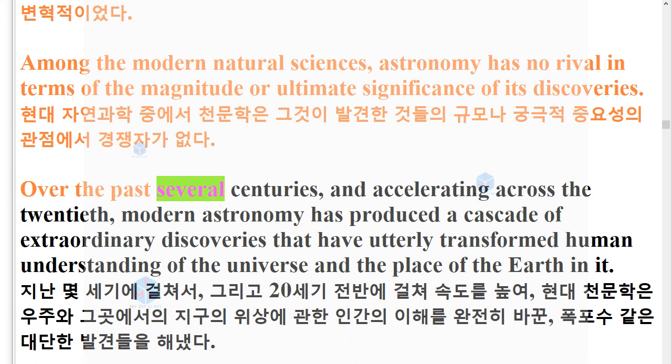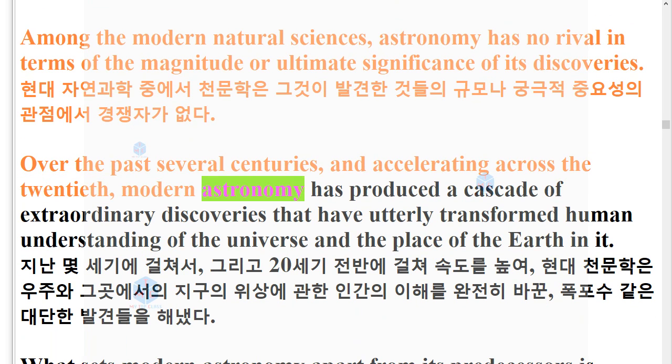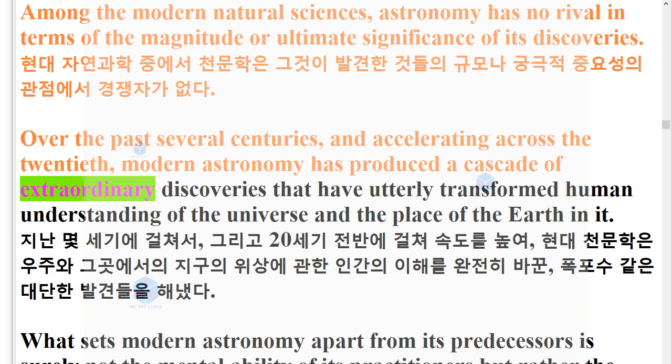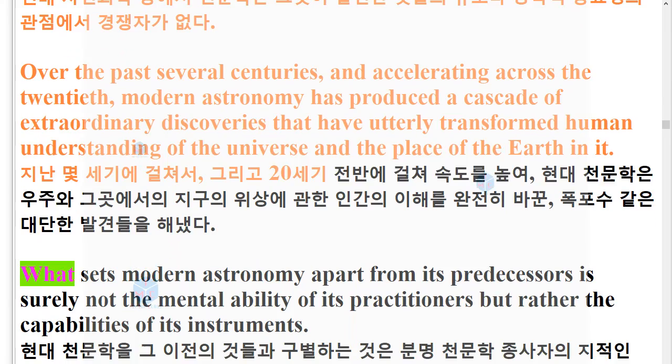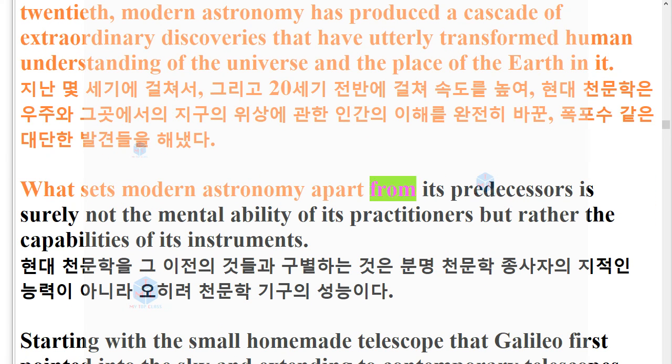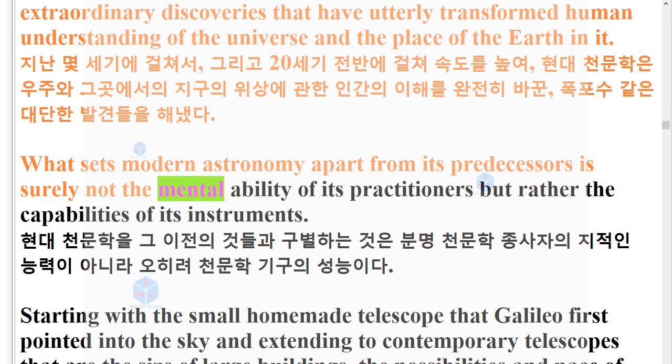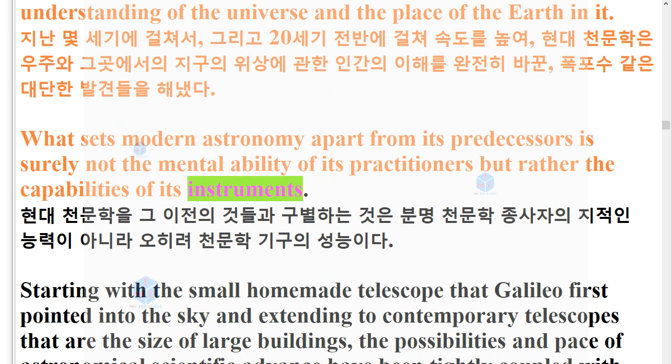Over the past several centuries, and accelerating across the 20th, modern astronomy has produced a cascade of extraordinary discoveries that have utterly transformed human understanding of the universe and the place of the Earth in it. What sets modern astronomy apart from its predecessors is surely not the mental ability of its practitioners but rather the capabilities of its instruments.